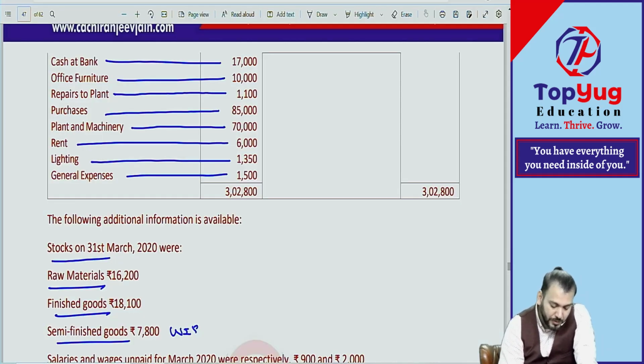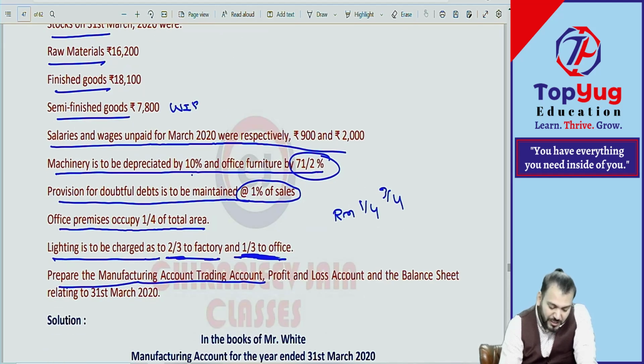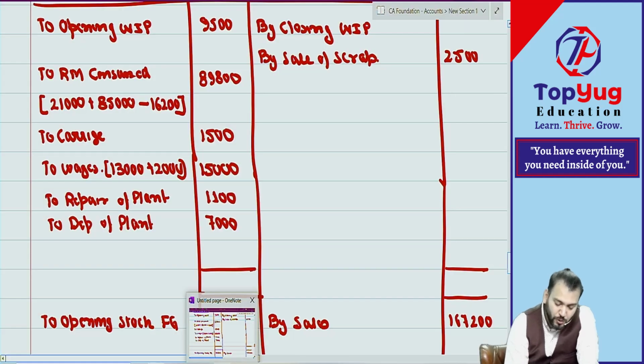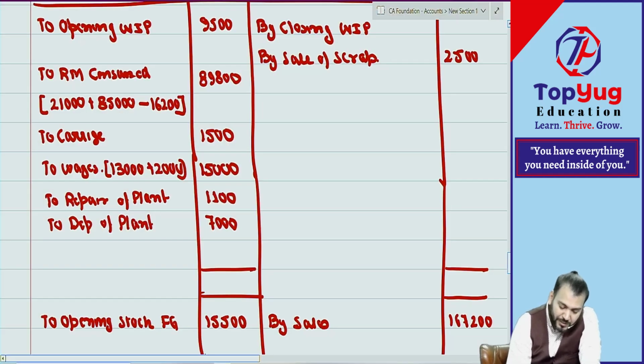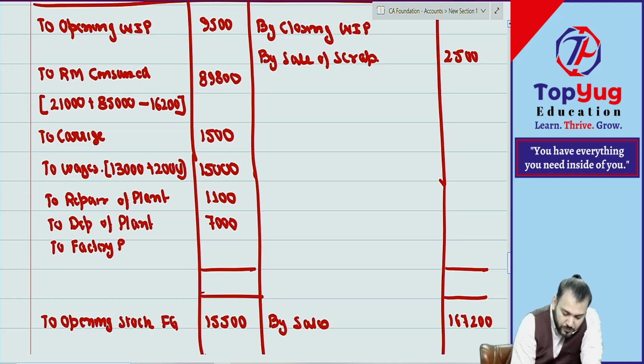Then what? Rent. Rent will be divided in two parts. How much rent? Check. Office premises 1/4 will be what? Office rent, and 3/4 will be factory rent. So 2 factory rent how much? How much? 3/4.